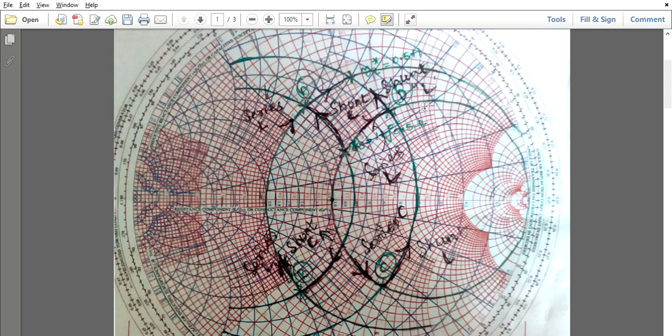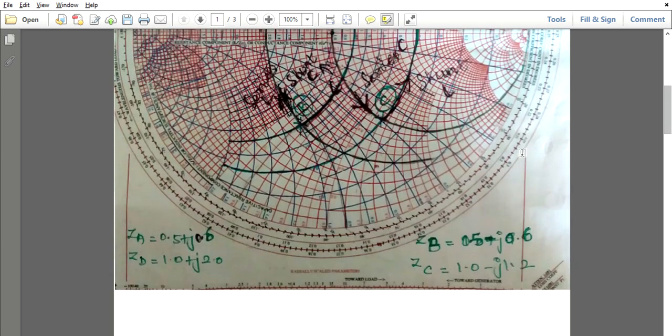Similarly, for another two circles, this is another intersection point between this R and this G. If you mark this parallelly at the bottom, you will have one more intersection point. So A, B, C and D are all four intersection points. After marking these four intersection points, you have to find the value of impedance at the four intersection points, like this: Z is equal to 0.5 plus j0.6.